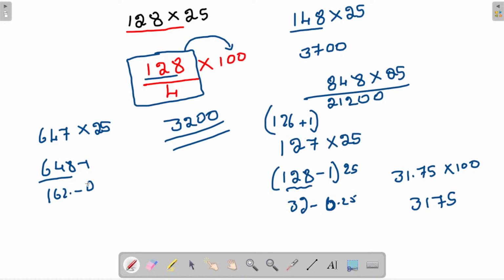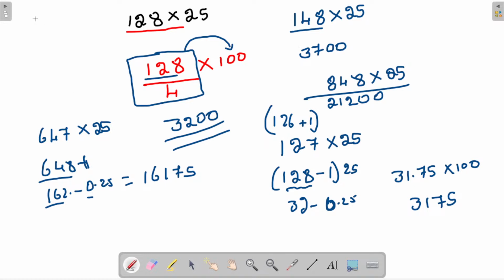Point minus 0.25. Correct? Because one time half is 0.5, and 0.5 one more time half is 0.25. Then 162 minus 0.25. How much? 161.75. The point will get cancelled, right? If I do into 100, you will get the answer 16175.